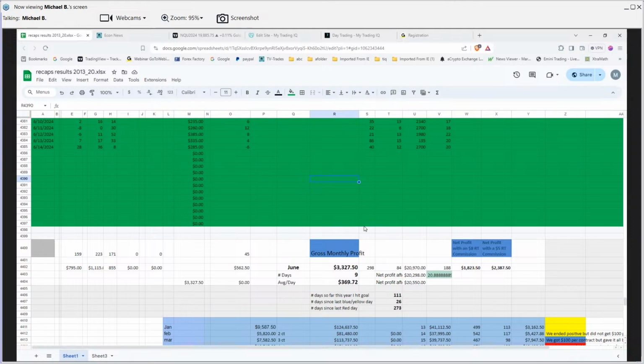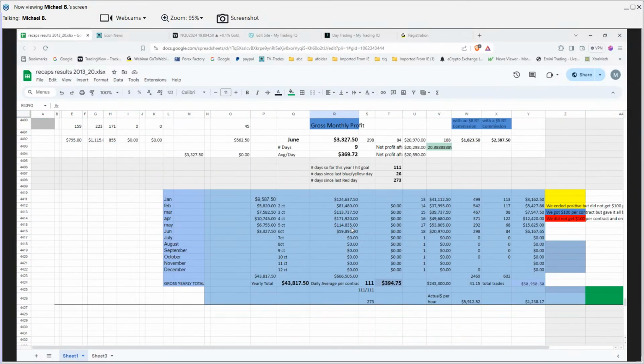So on a month now, we're up $3,327. It's over 9 business days, averaging $369 per contract per 2-hour business day. On the year now, we're at $43,817. That's over 111 business days, averaging $394 per contract per 2-hour business day.